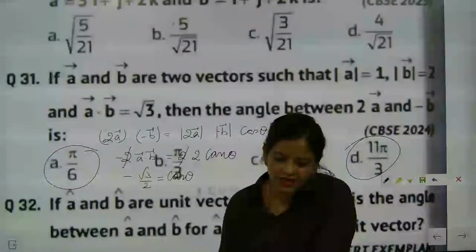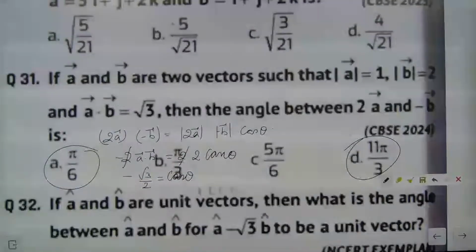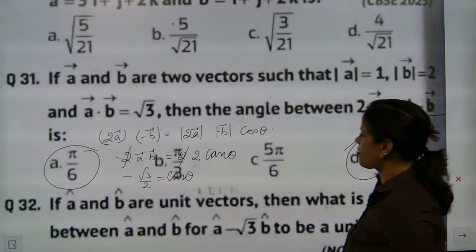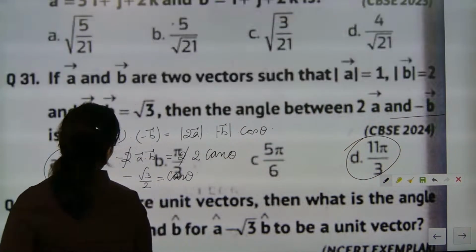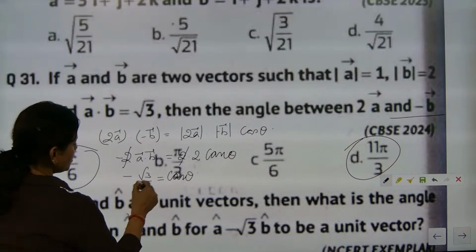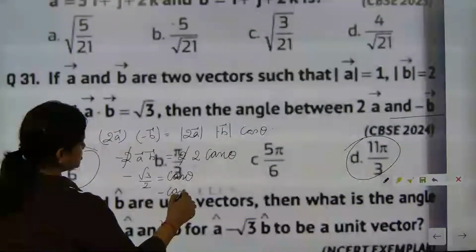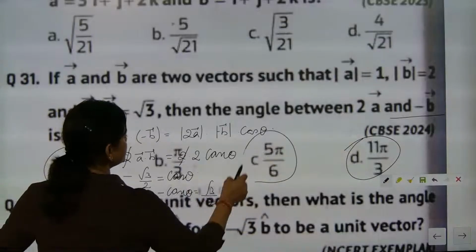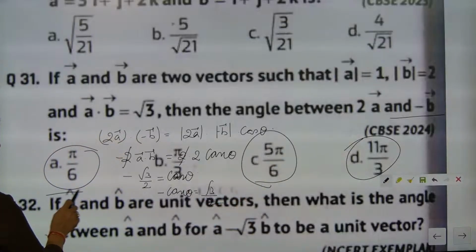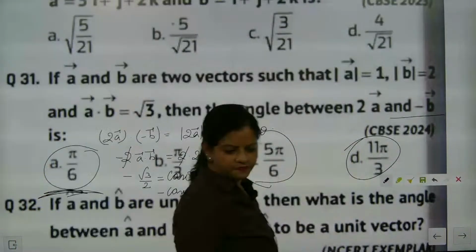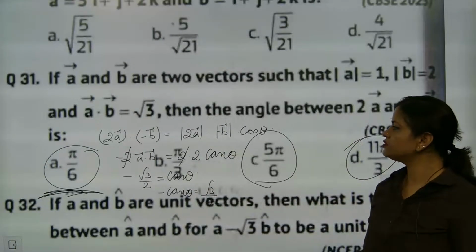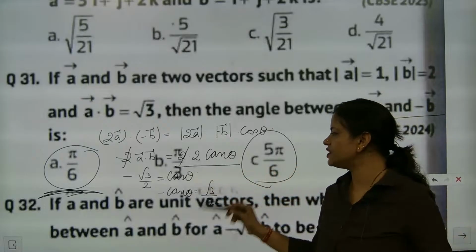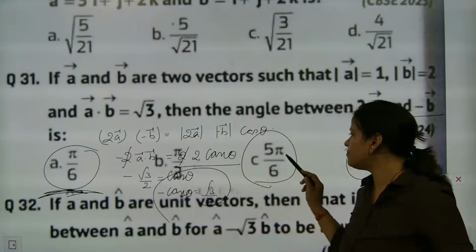Yes, 5 pi by 6. Minus is coming now. Then here I am going to take cos of minus theta. So minus cos theta equal to root 3 by 2. It should come 5 pi by 6. But the answer is 5 by 6 they have given. After solving, I am also feeling the same. The minus part is there, magnitude-wise it will get cancelled. Answer should come 5 pi by 6 only.